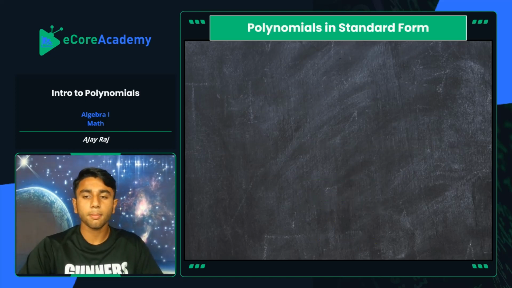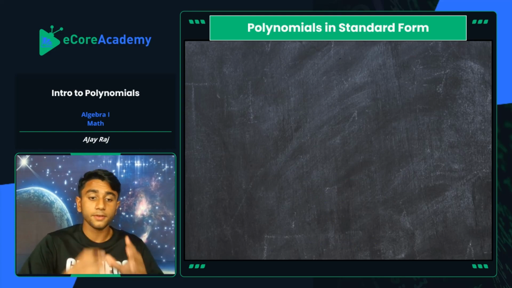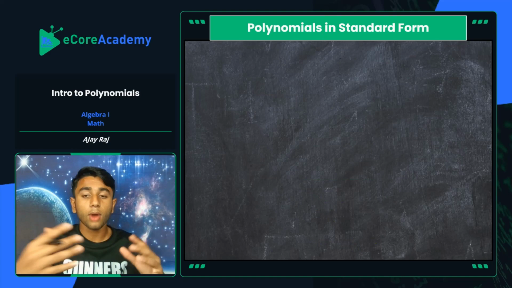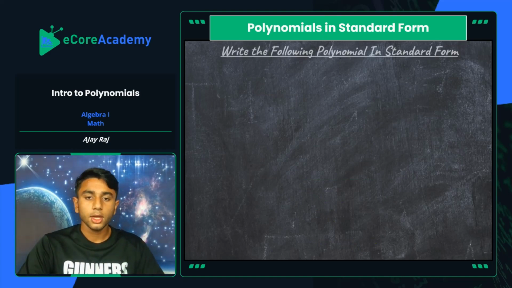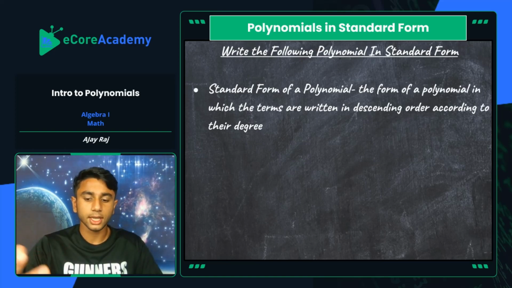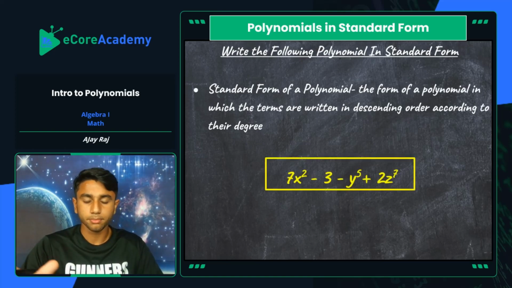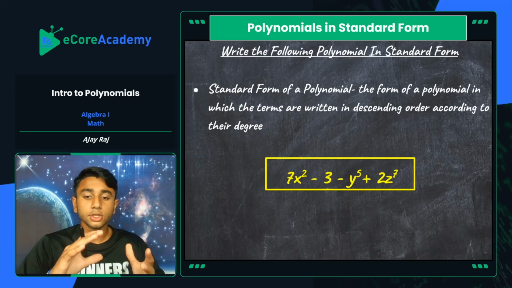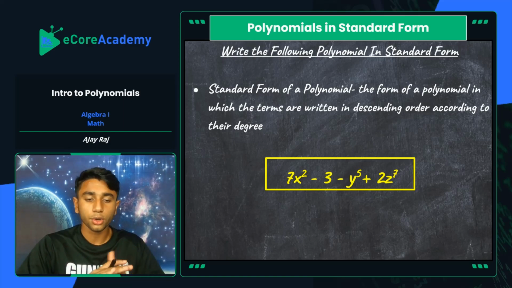All right, now let's take a look at polynomials in standard form. A very efficient and also considered the proper way of writing your polynomials. So it's the default of what you should really write your polynomials in because it helps with your operations. So let's write the following polynomial in standard form. So what exactly is standard form before we actually take on this polynomial right there in front of us? So the standard form of a polynomial is the form of a polynomial in which the terms are written in descending order according to their degree.